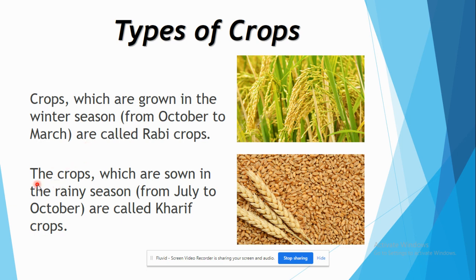Now let's see the kharif crops. The crops which are sown in the rainy season are called kharif crops. This rainy season usually occurs in India from June to September. Examples of kharif crops are paddy, maize, soybean, groundnut, cotton, and more.